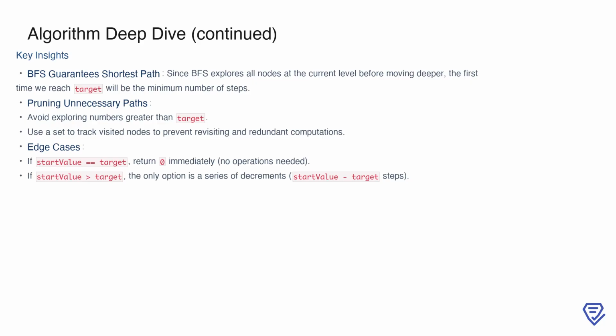If the start value is already equal to the target, the result is 0 steps, as no transformation is needed. If the start value is greater than the target, the only operation that makes sense is decrementation, and the number of steps required is simply the difference between the start value and the target. These insights help refine the algorithm, ensuring it handles all scenarios effectively.